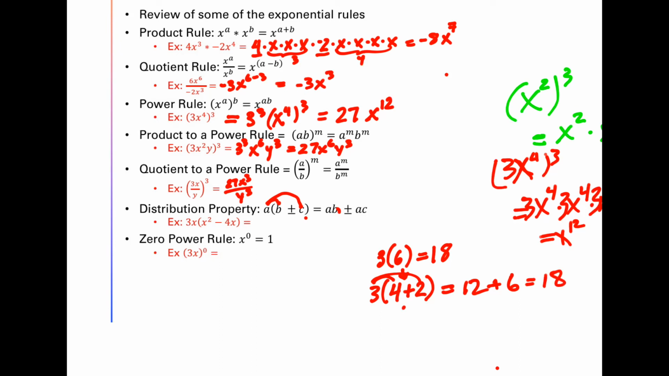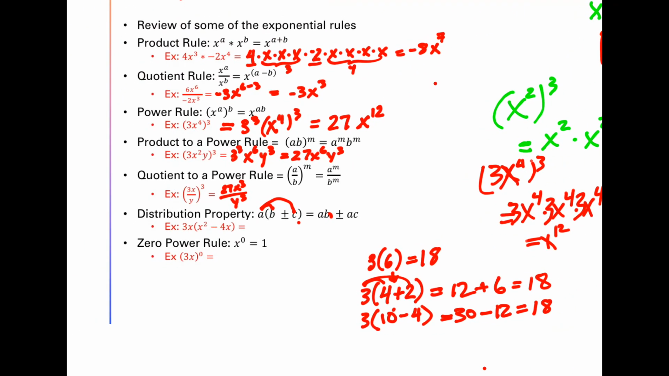So this works. And you could do it with subtraction as well. 10 minus 4 gives me 6. So that would give me 30 minus 12. And 30 minus 12 is 18. So any sum or difference you could come up with that ends up as 6, the distribution property will keep that same product going.